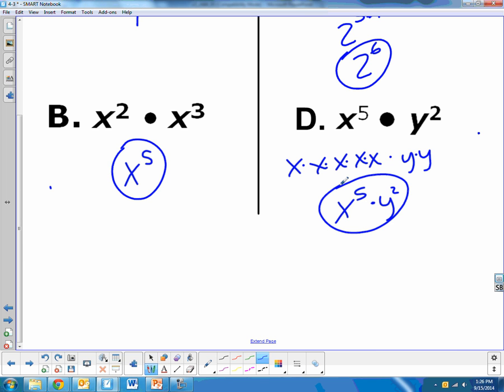X squared times x to the 3rd, for this one, we can get that simpler. We can combine that together and simplify it to x to the 5th. For D, x to the 5th times y to the 2nd, we can't simplify that any further. We're stuck with x to the 5th times y squared.